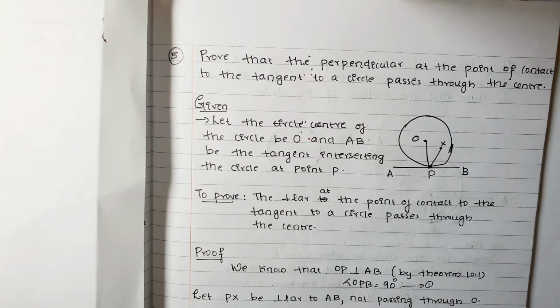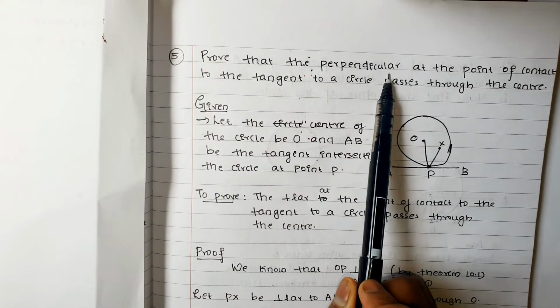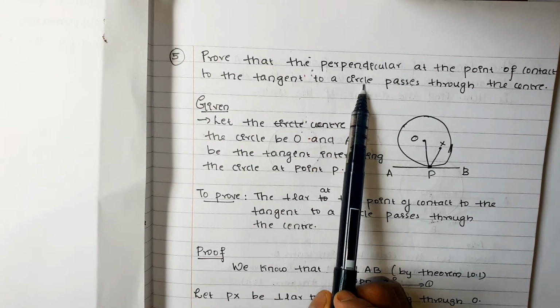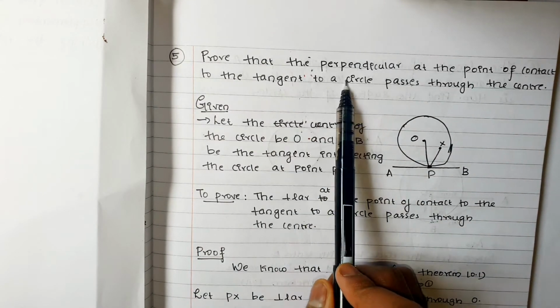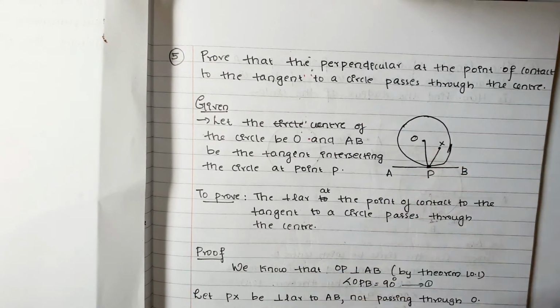Okay. Let's move on to the next question, students. Prove that the perpendicular at the point of contact to the tangent to a circle passes through the center. So here, what is the question? Perpendicular at the point of contact. Okay, this is our point of contact.